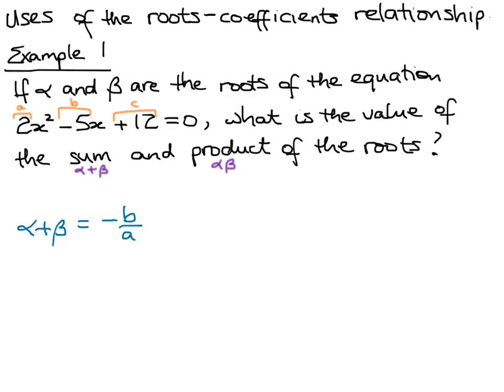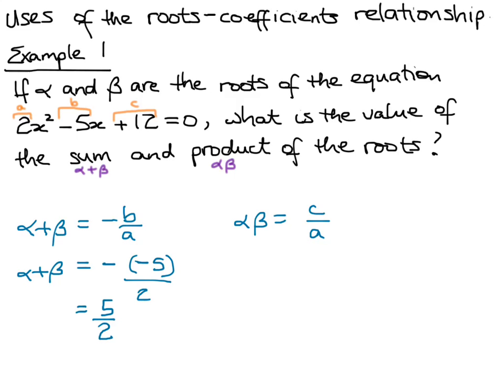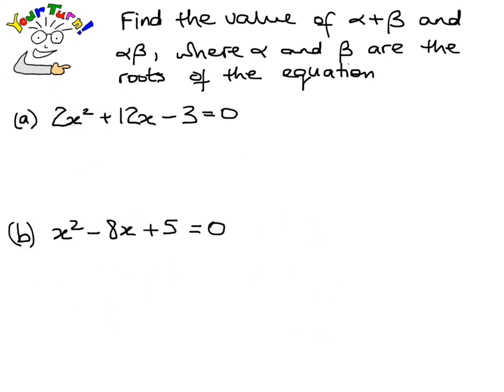So the sum of the roots, alpha plus beta, is equal to negative b over a. So that is equal to negative of negative 5 over 2. And let me take this opportunity to issue my first warning: beware, respect the negative signs. So that is equal to 5 over 2. That's the sum of my roots. What about the product of my roots? Alpha beta is equal to c over a, which in this case is 12 over 2, which is equal to 6. Your turn. Try these two questions, pause the video, and then check the solutions.